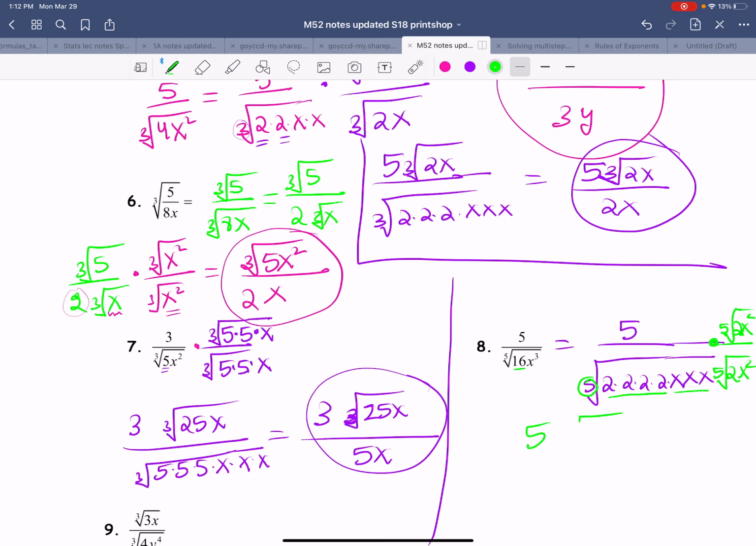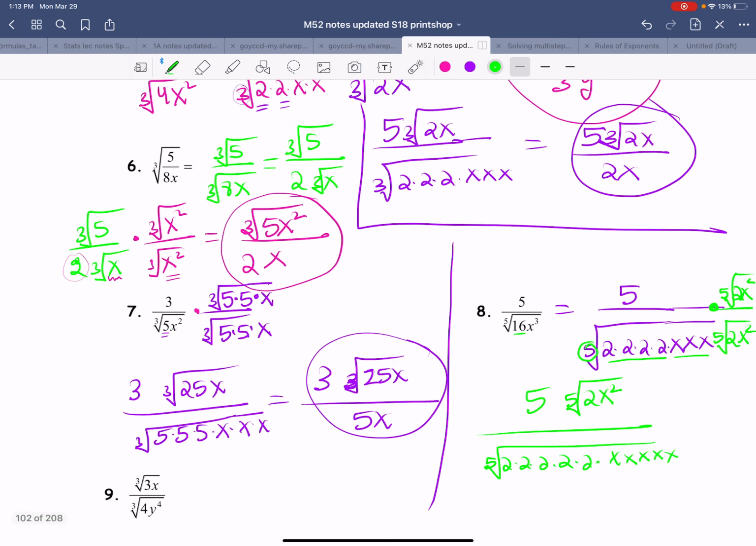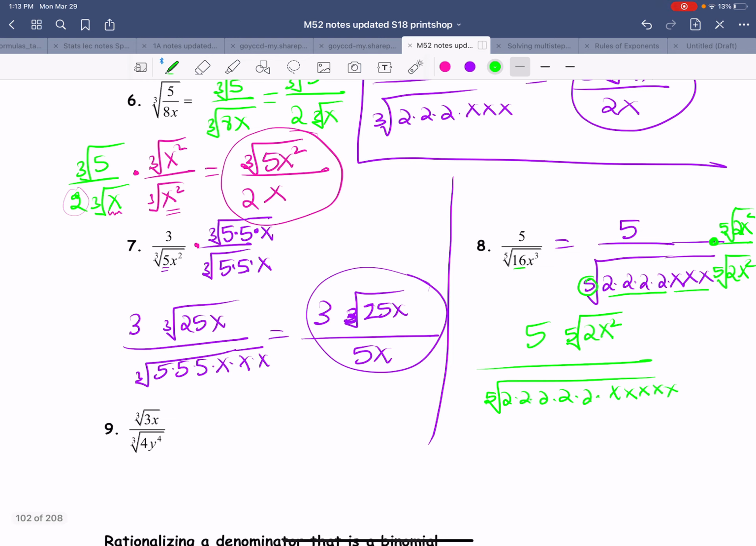This leaves me with 5 times the 5th root of 2x squared in the numerator. In the denominator, I have the 5th root of 5 2's inside and 5 x's inside. So that is going to leave me with 5 times the 5th root of 2x squared divided by 2x. Okay, that's going to be our end product here. Number 9, we have a cube root in the numerator and a cube root in the denominator.